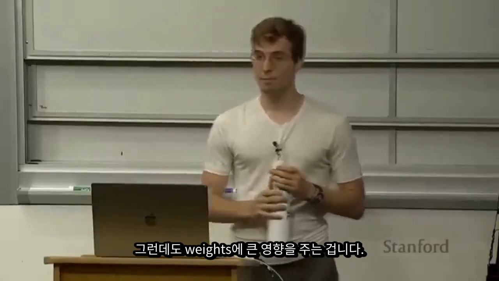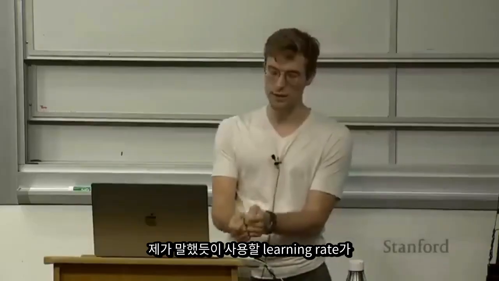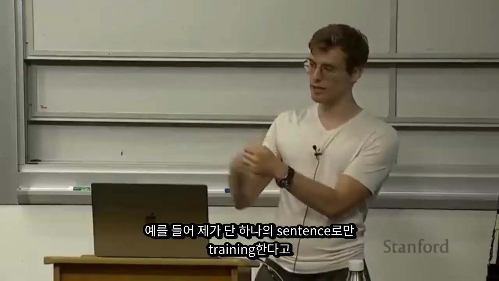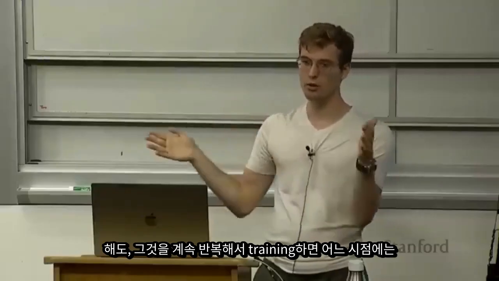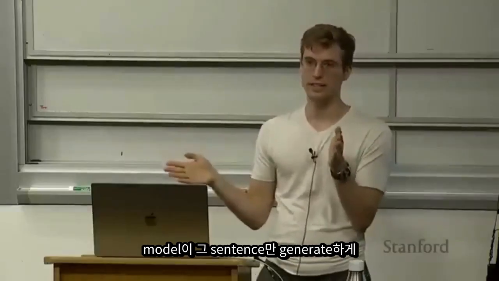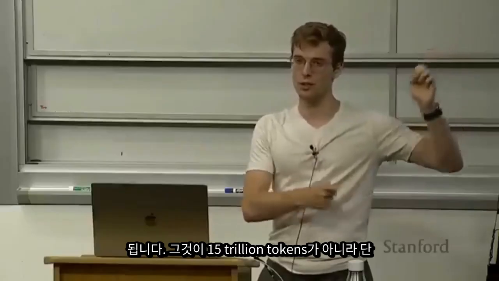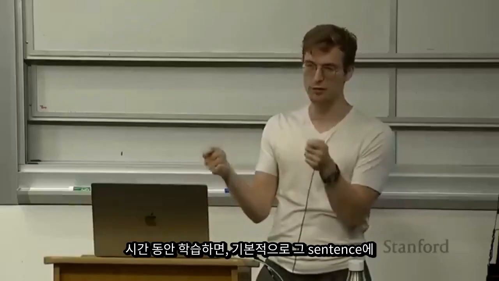15 trillion tokens. Yeah, I mean, that's not even a drop. And yet you influence the weights a lot. Because of how you do it: the learning rate you use is going to be different. Just imagine if I trained on one sentence over and over again, at some point my model would only generate that sentence. So if you use a large enough learning rate for enough time, you will basically overfit that sentence.